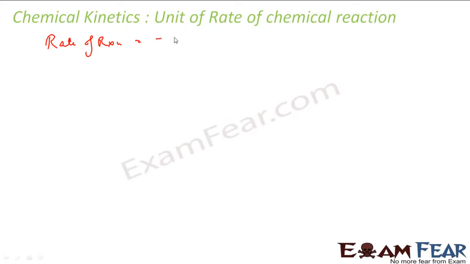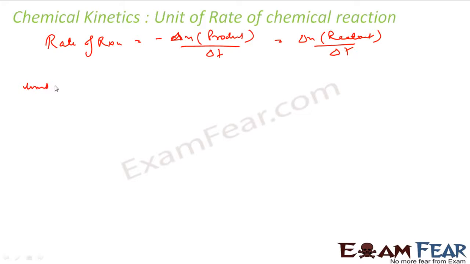The rate of reaction is either minus of change of concentration of reactant by time, or change of concentration of product by time. If you talk about the unit of rate of reaction, let's take the unit of product. So what is the unit of concentration of product?